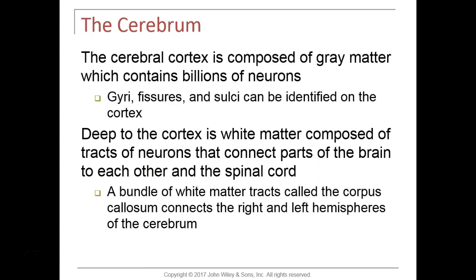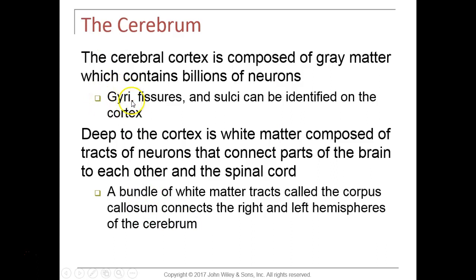Now, let's get to the largest mass of the brain, the cerebrum. The cerebrum is composed of two cerebral hemispheres. There is white matter and there is gray matter. The gray matter of the cerebrum is located in what's referred to as the cerebral cortex, which contains billions of neurons associated with the gray matter, and the cerebrum can be divided into certain regions and structures. For instance, the cerebrum has folds in it that project in and outward. The folds are referred to as gyri, that's plural.